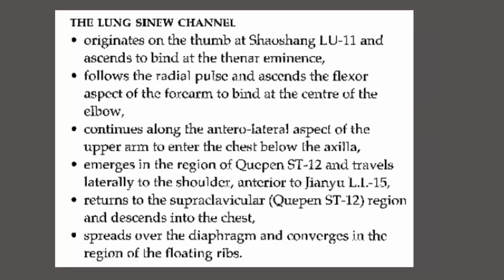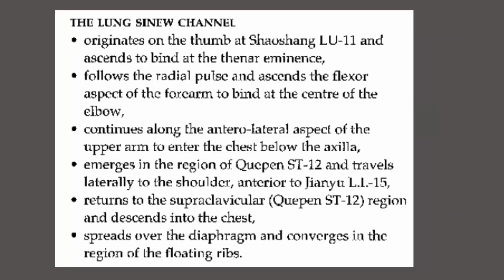So this is a summary of what we have taken up. The lung sinew channel originates on the thumb at lung 11 and ascends to bind at the thenar eminence. Then it follows the radial pulse and ascends the flexor aspect of the forearm to bind at the center of the elbow. So that's supposed to be where lung 5 is.